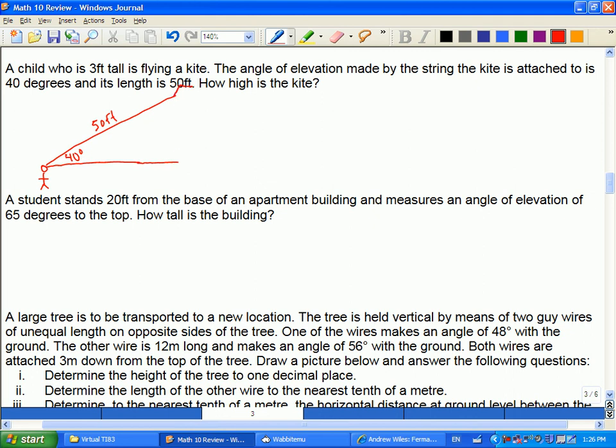Okay, so it wants to know how high up is the kite? So in your picture, you know this person here is 3 feet tall. So you'd have 3 feet there, and we'll call this h for height. So your turn now. Go through and see if you can figure out how high up the kite is in the air. Okay, so if you did this one correctly, what you're looking at here is the opposite side and the hypotenuse. So this is a sine problem.